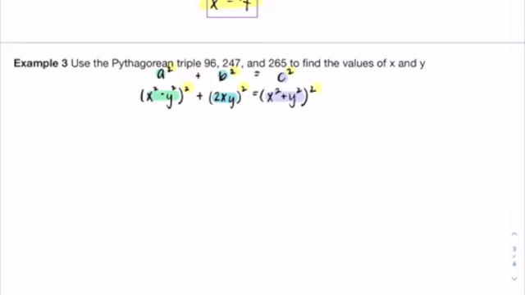So when we're deciding what values from the Pythagorean triple go where, the longest side, in this case 265, is always c. But between the other two, it's not always A and B. So it's not just first one A, second one B. So we have to look at what the factors are. So in this case, this is x squared minus y squared.